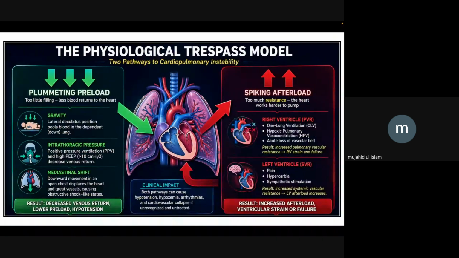Thoracic surgery can cause cardiovascular instability through two main mechanisms. First, preload falls, because in the lateral position, positive pressure ventilation with high PEEP and mediastinal shift reduces venous return, leading to hypotension. And the second, afterload increases.